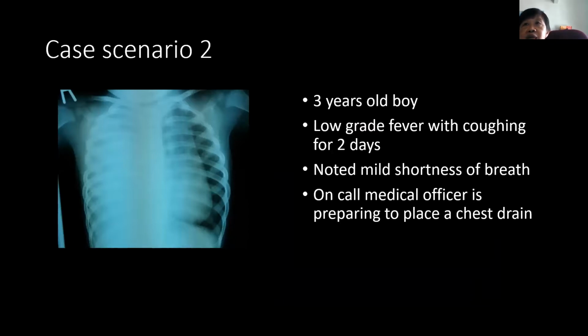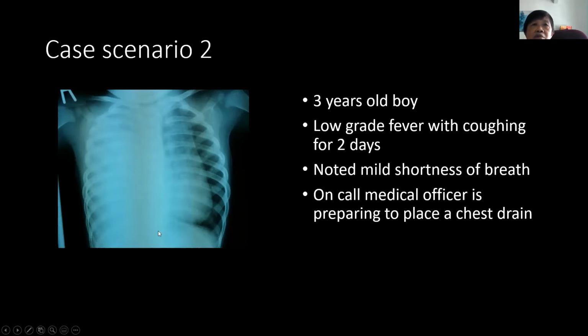We have a 3-year-old boy with low-grade fever for 2 days and coughing with associated shortness of breath. A chest X-ray again showed almost the same thing, with opacity involving the right hemithorax and a slight shift of the mediastinum. The heart is being pushed to the left side.